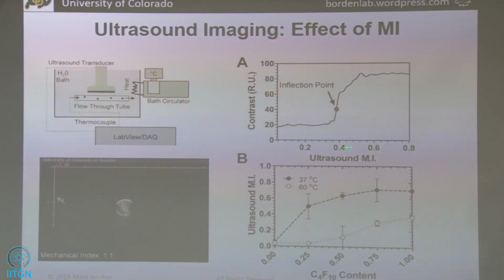So you plot mechanical index on the x-axis, contrast on the y-axis. Nothing happens at the low mechanical index. As soon as it starts to vaporize, you see a rapid increase in contrast, and it levels out. Take the inflection point there, that mechanical index, and plot it as a function of C4F10. And again, you see this at two different temperatures. At 37, you see it increasing and flatten out. At 60 degrees, of course, a much lower mechanical index is needed at a higher temperature to vaporize droplets, right? That makes sense. But again, we're seeing this behavior where it's jumping up and flattening out rather than a nice line.